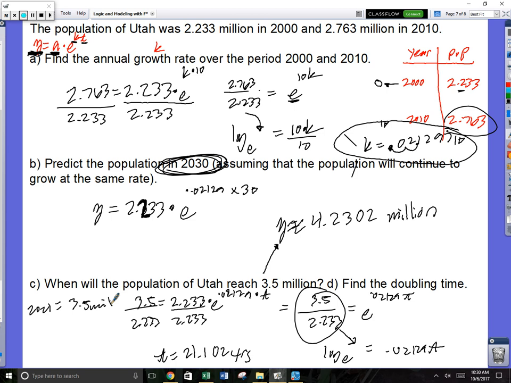Now find the doubling time. How long is it going to take to double?